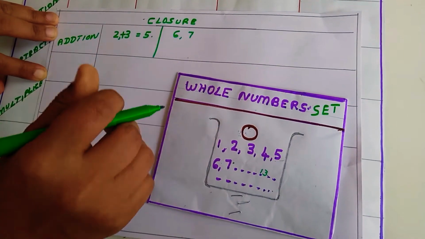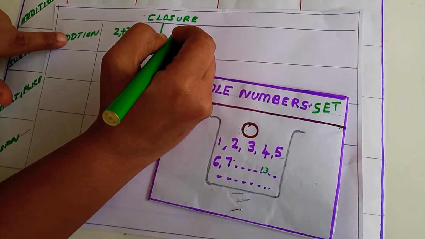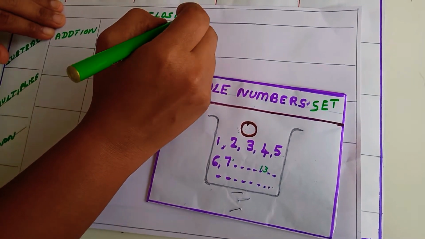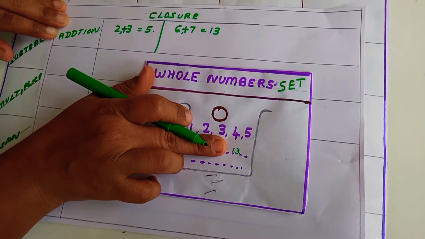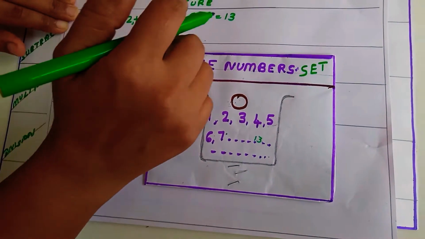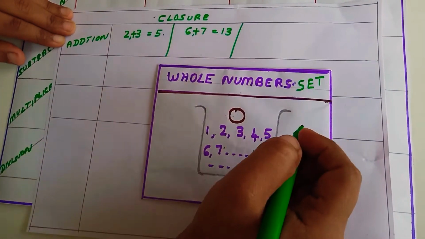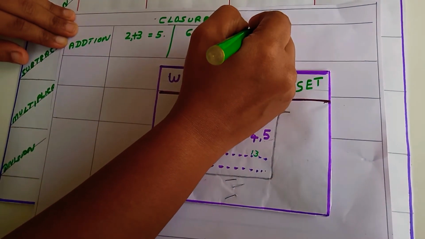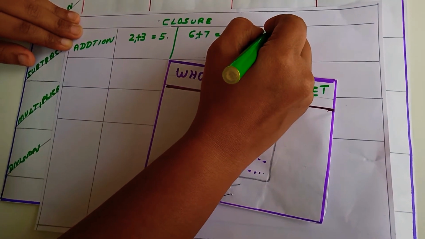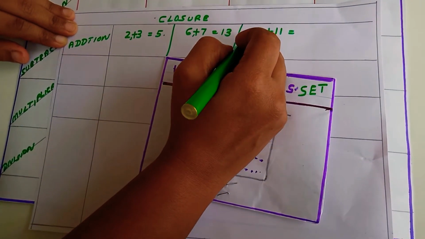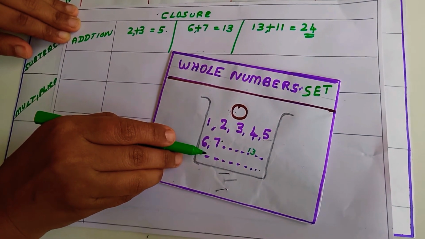Again you can take two more numbers, 6 and 7. What calculation should we do? We should add because we are doing addition here. So 6 plus 7, answer is 13. 13 is again in the same set. So these two are also satisfying closure property under addition. Again take two more, 13 and 11. Just add those numbers. We will get the answer 24. The number 24 also will be in the same set.